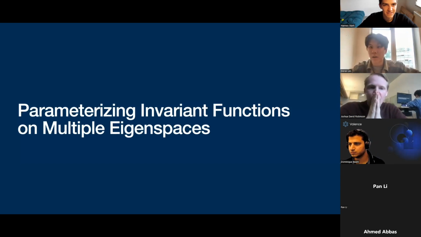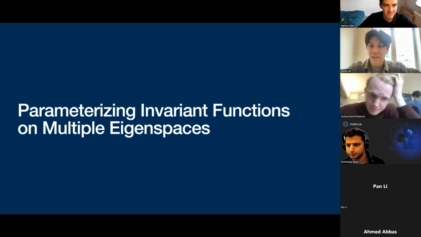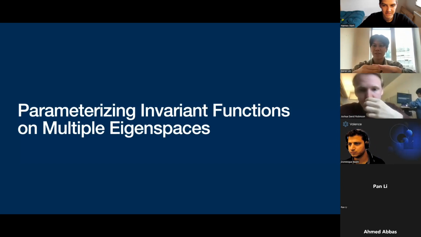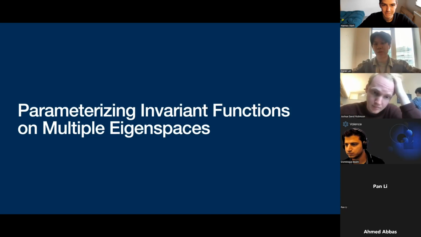Okay. I'm going to talk about using the single eigenspace stuff to parameterize the functions we really want most of the time, which is when you have multiple eigenvectors or multiple eigenspaces.